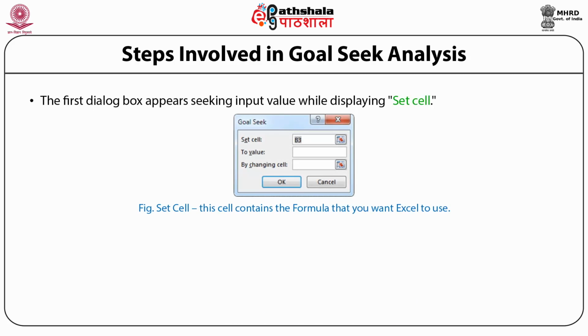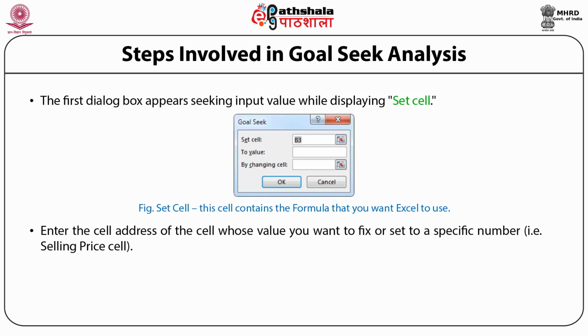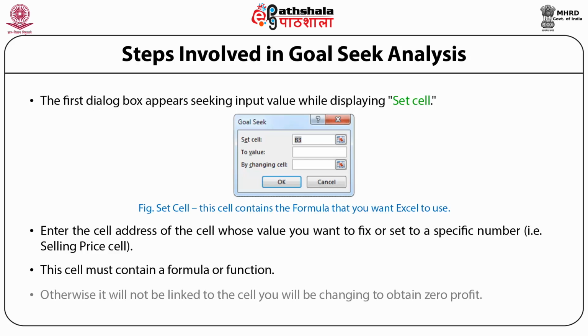The first dialog box that appears seeks input value while displaying the set cell. Here we enter the cell address of the cell whose value you want to fix or set to a specific number. Say for example, the selling price cell. This cell must contain a formula or a function. Otherwise, it will not be linked to the cell that you will be changing to obtain zero profit.